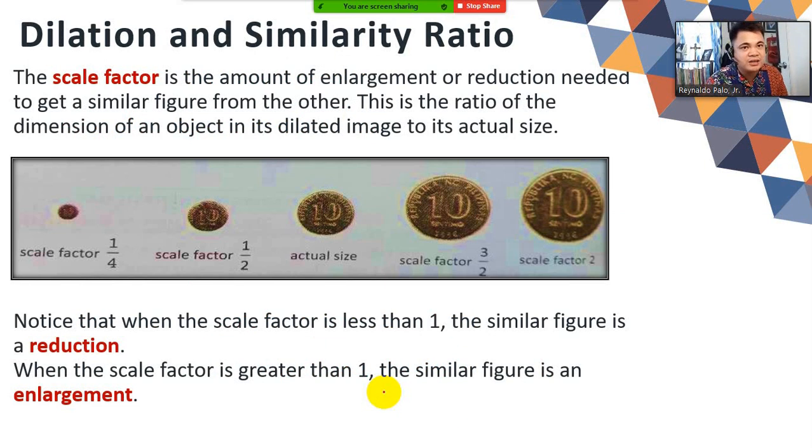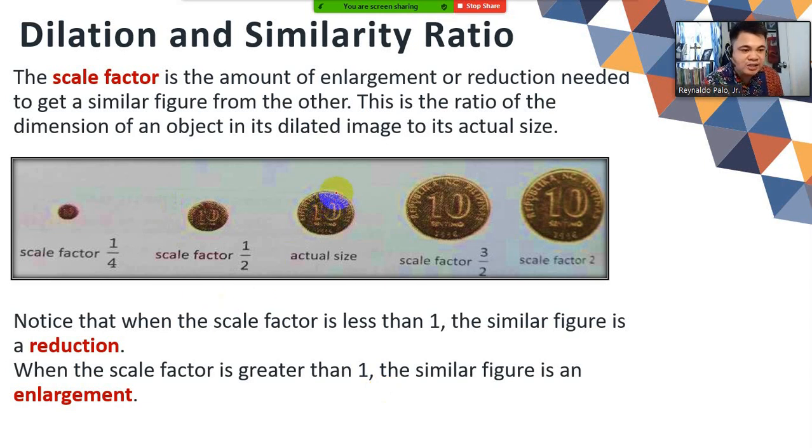We are actually getting the reduced form and the enlarged form of the object. That's what we mean when we say dilation. So what are we going to use in actually getting the smaller version and the bigger version of the object? We are using scale factor or similarity ratio. The scale factor is the amount of enlargement or reduction needed to get a similar figure from the other. This is the ratio of the dimension of an object in its dilated image to its actual size.